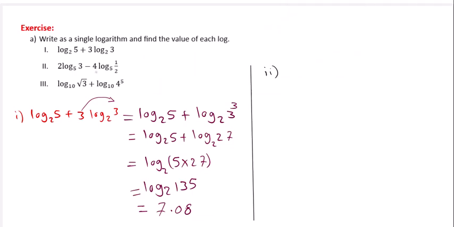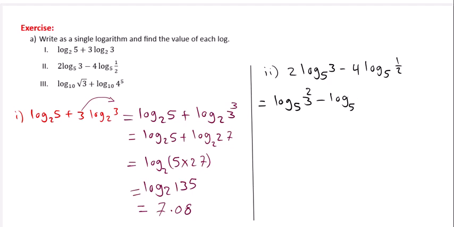We are given the difference of two logs. Let me write it right here. 2 log to base 5 of 3 minus 4 log to base 5 of 1 over 2. Right. Here guys, before I combine the two logs using the quotient rule, that means take 2 and make it a power of 3, so 3 to power 2. So here log to base 5 of 3 to power 2 minus log to base 5 of 1 over 2 to power of 4.